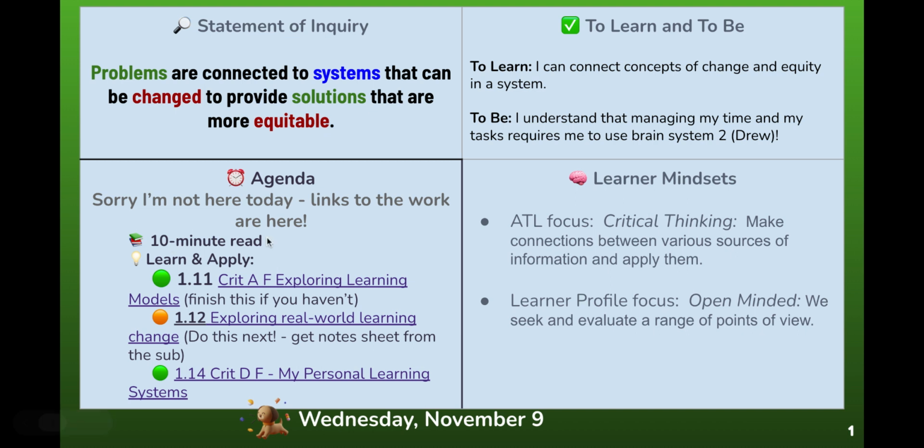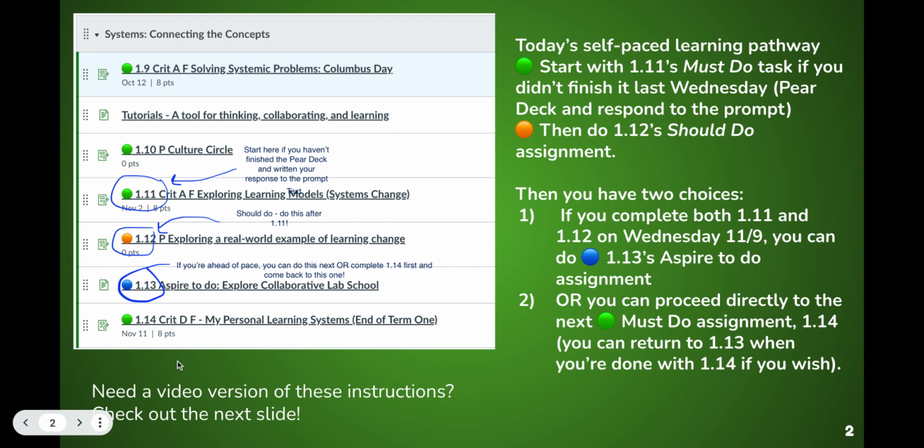open-minded. After the 10-minute read, there are some learning pathways that you're going to jump in where you need to be and get as far as you can get. So let's look at that quickly. This is written down for you for those of you who need to review this without going back and watching the video.